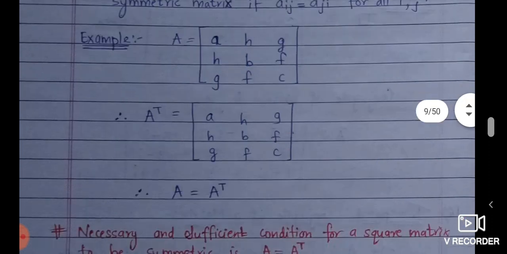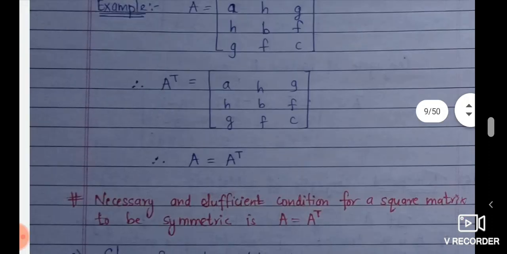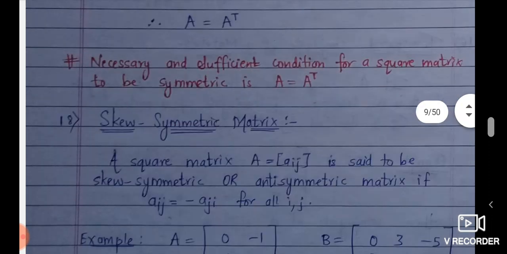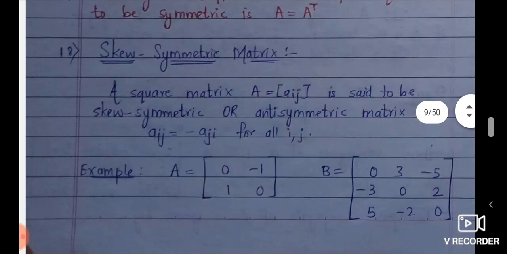The other necessary and sufficient condition to check whether the matrix is symmetric is that A should be the same as A transpose. Take the transpose of the matrix, and if both are the same, then A is symmetric. Okay, next is the skew symmetric matrix. A square matrix A is said to be skew symmetric if Aij equals minus Aji.